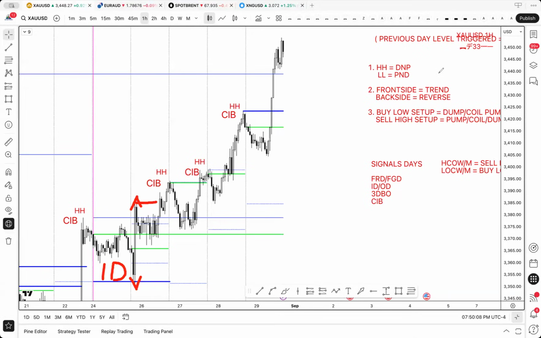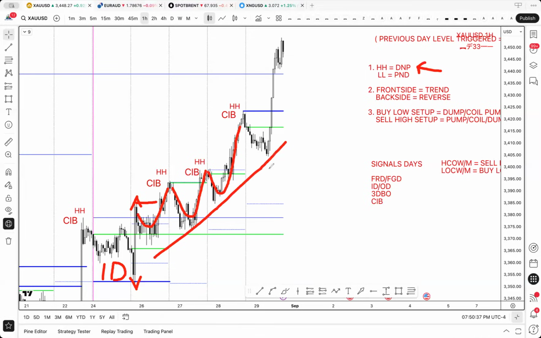I am thinking dump and pump. And that's exactly what happened. Dump and pump. Higher highs, closing breakout signal. I am thinking dump and pump. Once again, day two, higher highs again, closing breakout. I am thinking dump and pump. Day three. So they just keep going higher. And we're still on the front side up.